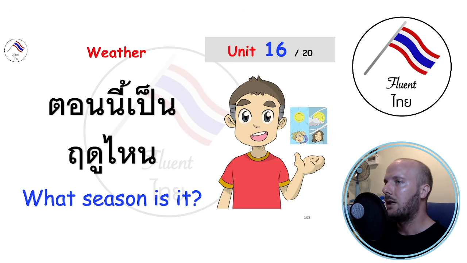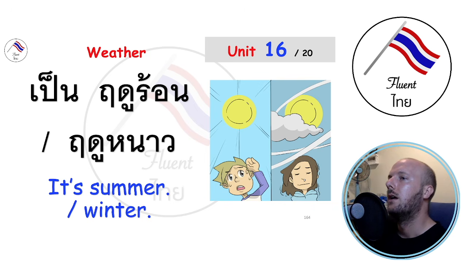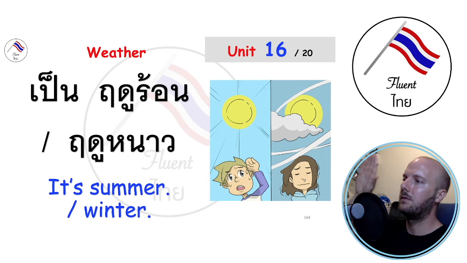What season is it? ตอนนี้เป็นฤดูไหน. You'll see sometimes that in English we say what, but in Thai they're saying which. I mean, you could also say what in Thai, I guess. ตอนนี้เป็นฤดูอะไร. I think usually they would say which though. But in some cases in English we're saying what. Okay, it's summer or winter. เป็นฤดูร้อน, เป็นฤดูหนาว.